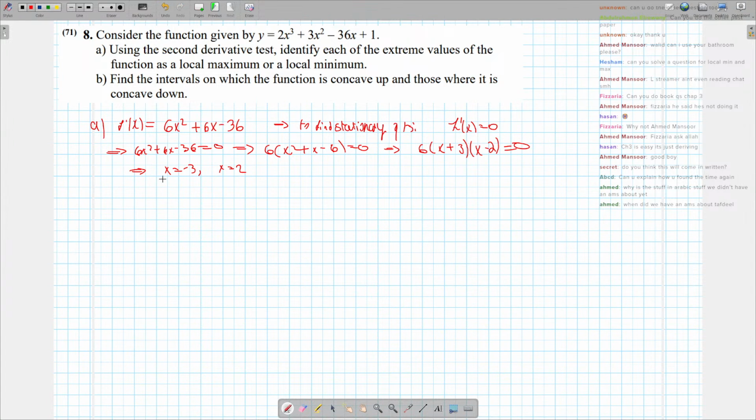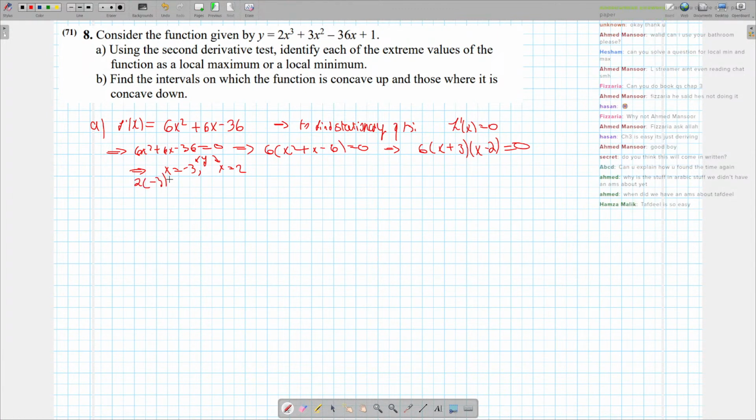How do we know if it's a local maximum or local minimum? First thing, I would advise you, before finding if it's a local maximum or minimum, find the y of each one. How do you find the y? Just plug it into the original function. So 2 times minus 3 cubed plus 3 times minus 3 squared minus 36 times minus 3 plus 1. You get minus 27 times 2 is minus 54, plus 27 times 3 is 81, plus 108.